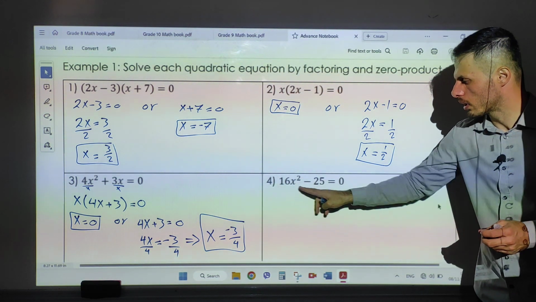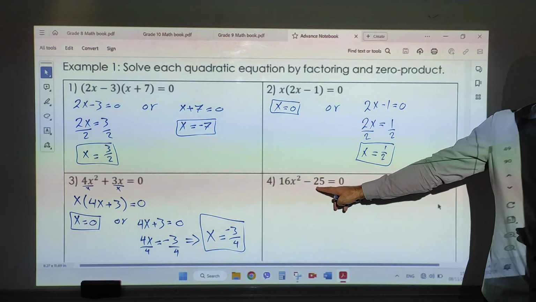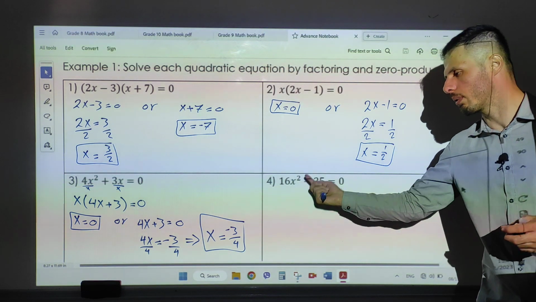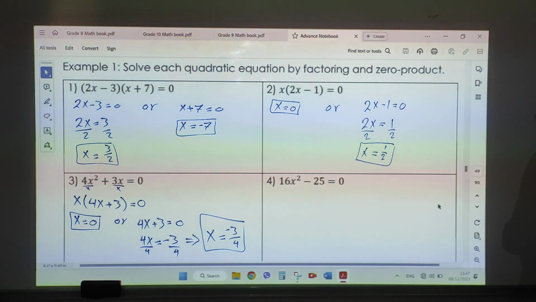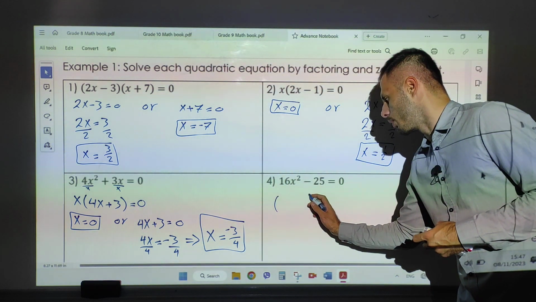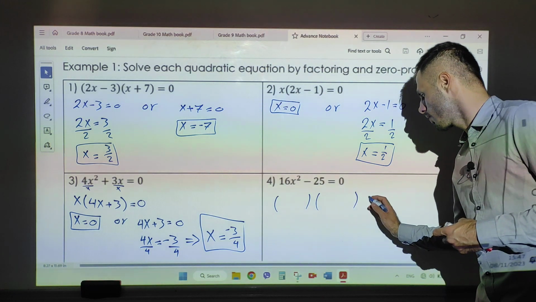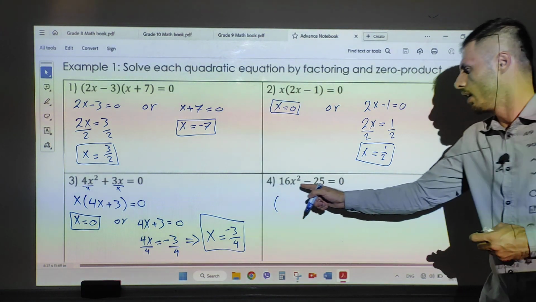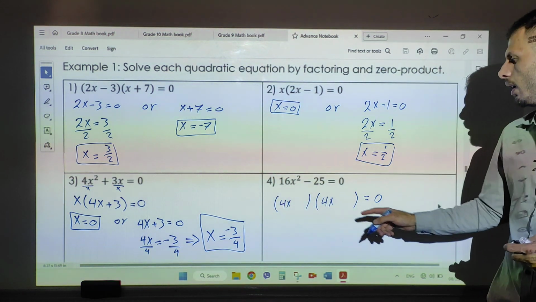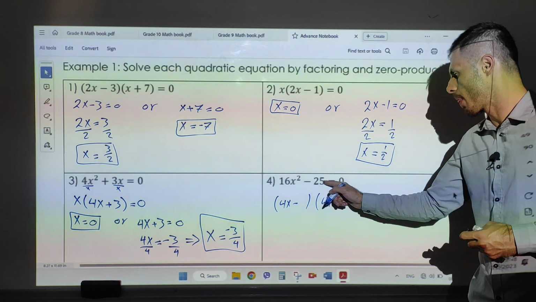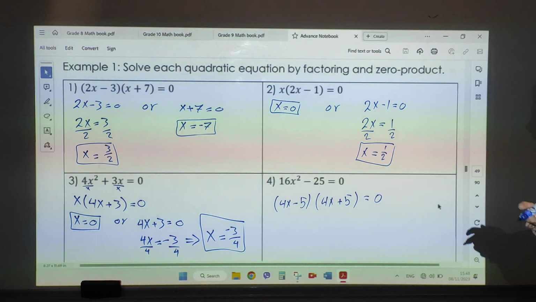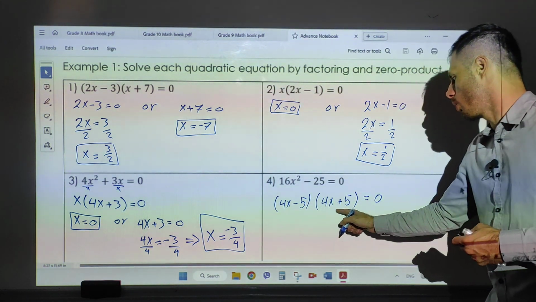We think two parts, it was difference of two squares. We see this is something power 2, this is something power 2, and between them minus. Yes, this is difference of two squares. We directly open two brackets, equal 0 at the end. This came from 4x, always one minus, one plus. This came from 5 multiplied by 5. Now we say this one equals 0 or this one equals 0.